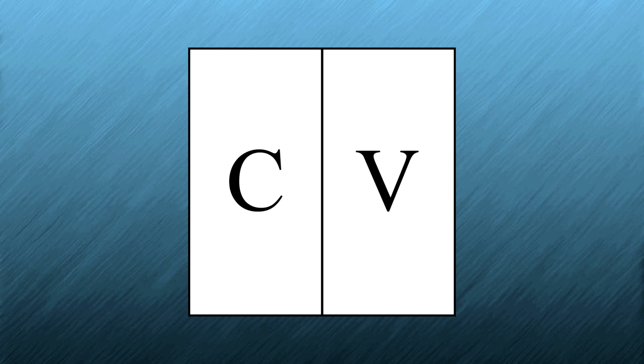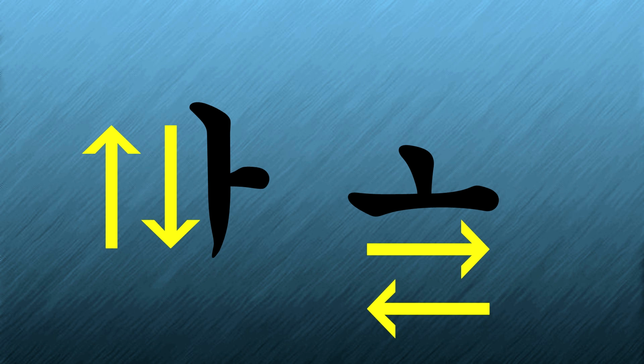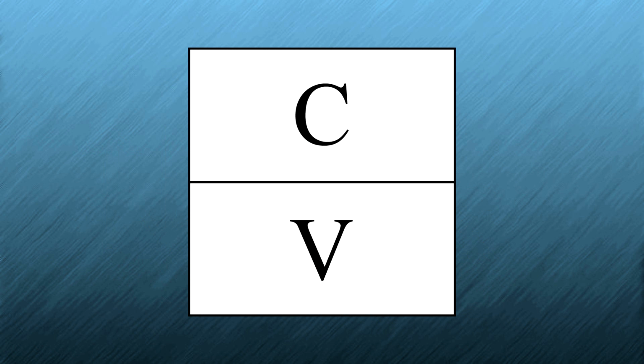But this kind of block is only used when the vowel is vertical. So far we've learned ah and o, and of these two, only ah is a vertical vowel since it goes up and down. In order to use our new vowel, o, we'll need to use a different block that's for horizontal vowels. Here's that block. Remember that C stands for consonant and V stands for vowel.